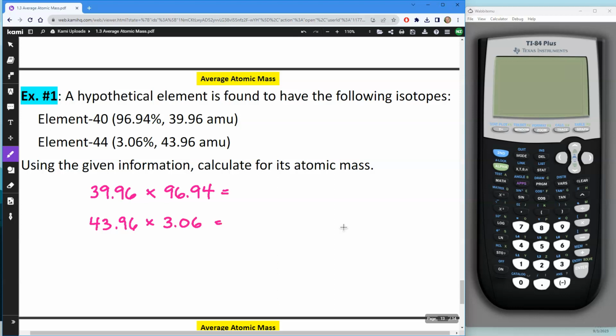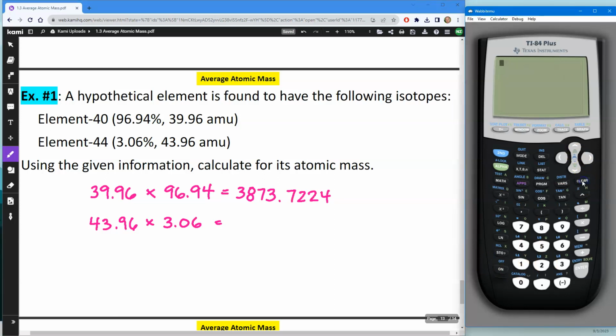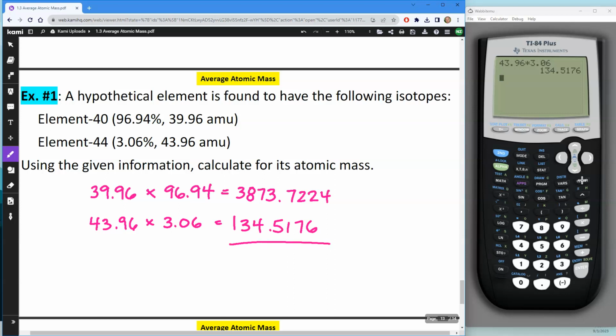Okay, so let's do the first one. So we've got 39.96 times 96.94, and we get a really big number: 3873.7224. And then for our second one, we have 43.96 times 3.06. We get 134.5176. So let's add those numbers up.